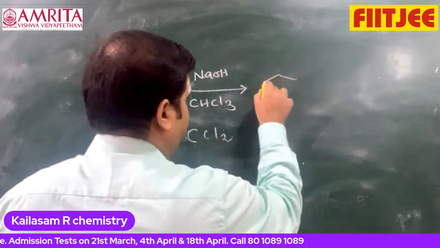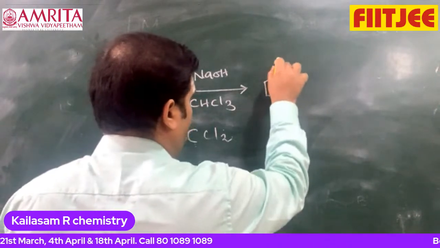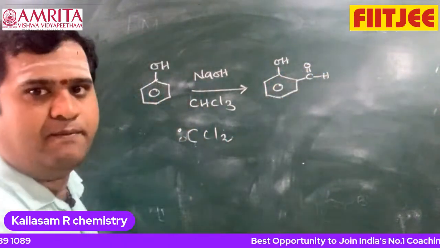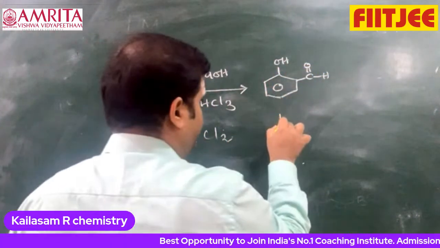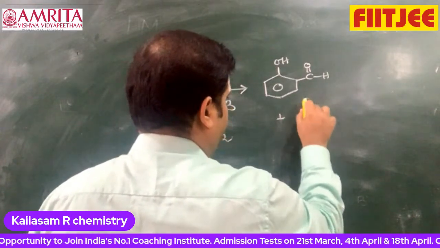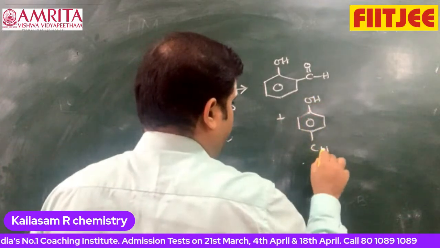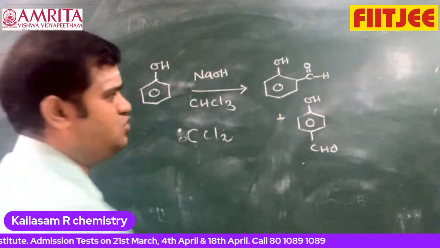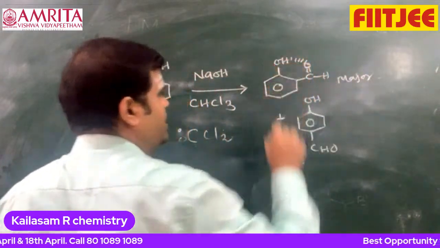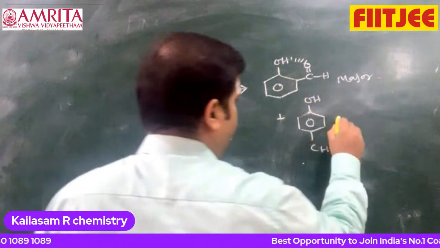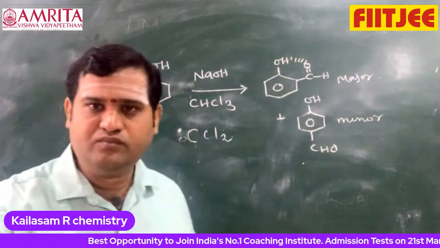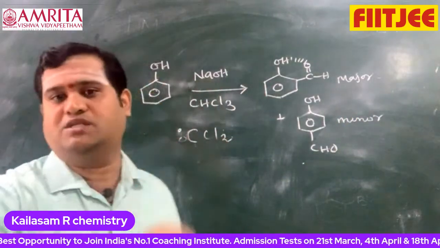Now, it will be getting the same thing. OH, C double bond O, H is called ortho-hydroxybenzaldehyde, plus para-hydroxybenzaldehyde. The major is what? Ortho, due to hydrogen bonding. This is minor. This is very important: ortho-hydroxybenzaldehyde and para-hydroxybenzaldehyde. Look at that.